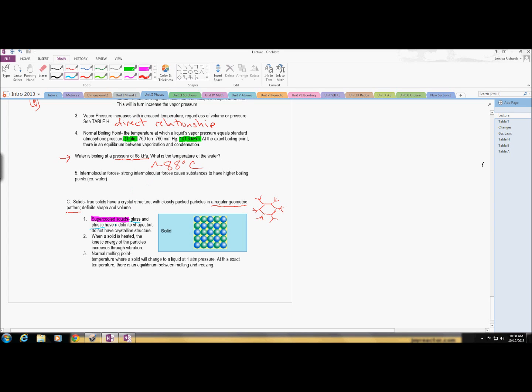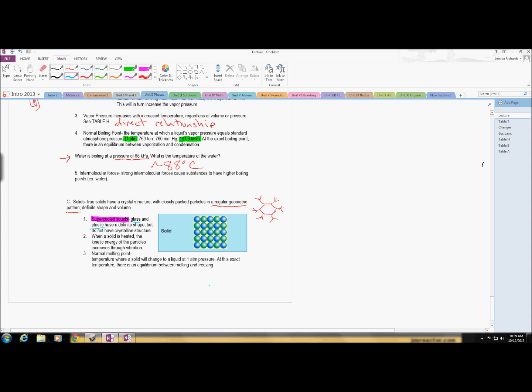Glass and plastic are two supercooled liquids. So they act like a solid, but no crystals. When you heat a solid, the average kinetic energy lets the particles vibrate back and forth faster. Eventually, they vibrate fast enough that they can slide past each other. Once they start sliding past each other, they're liquid. That's called its melting point. When it happens at standard pressure, it's called the normal melting point.